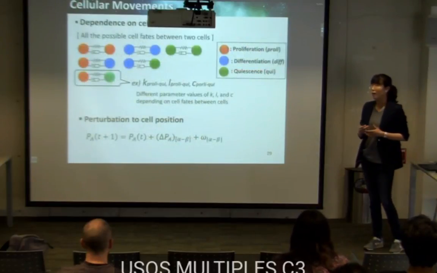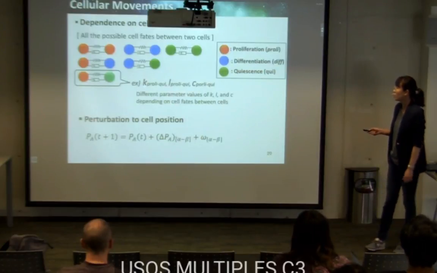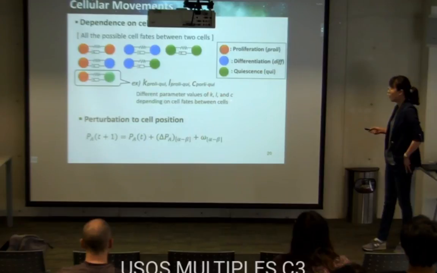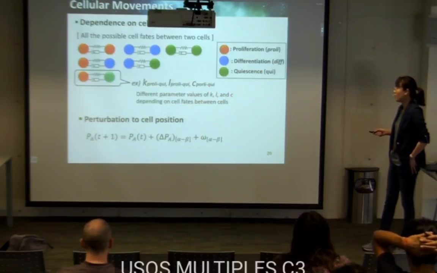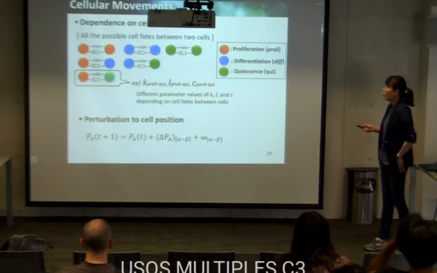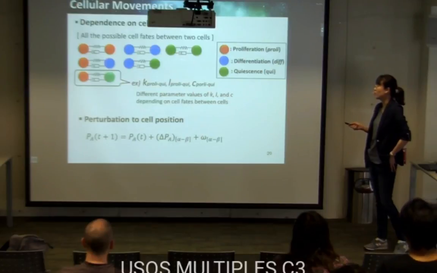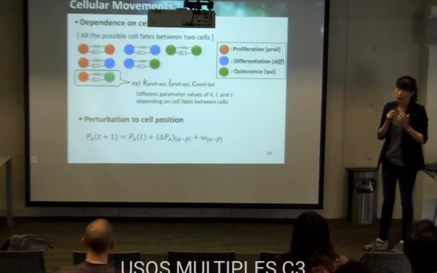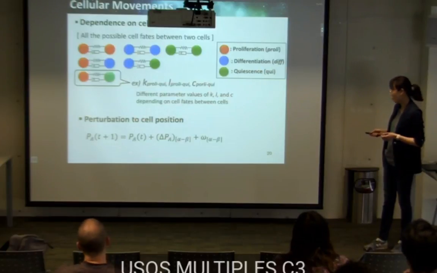To get more diverse shapes of patterns, we used different parameter values of spring constant K, spring equilibrium length L, and damping coefficient C, depending on cell fates between cells. All the possible cell fates between 2 cells are categorized into 6. In addition, we added small perturbations to the updated cell positions.